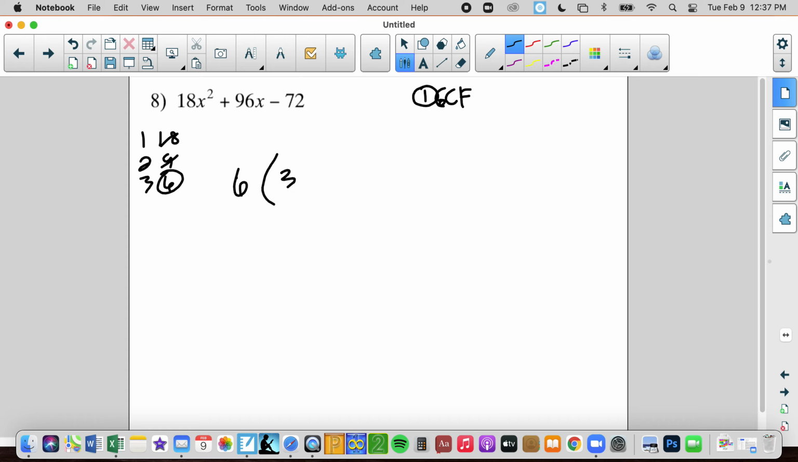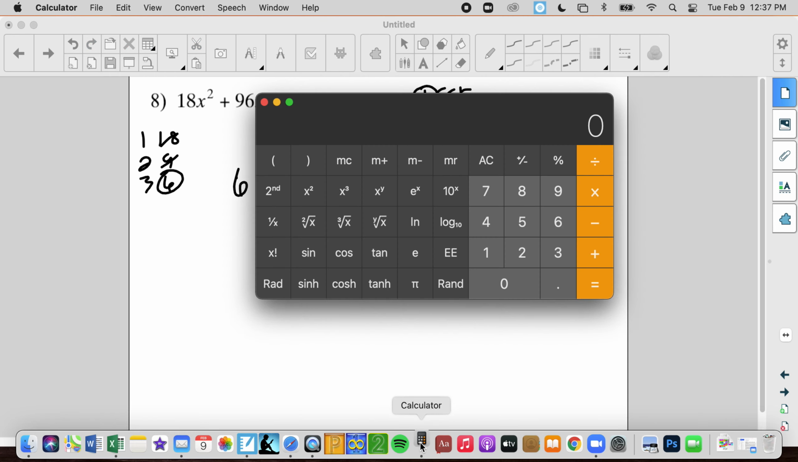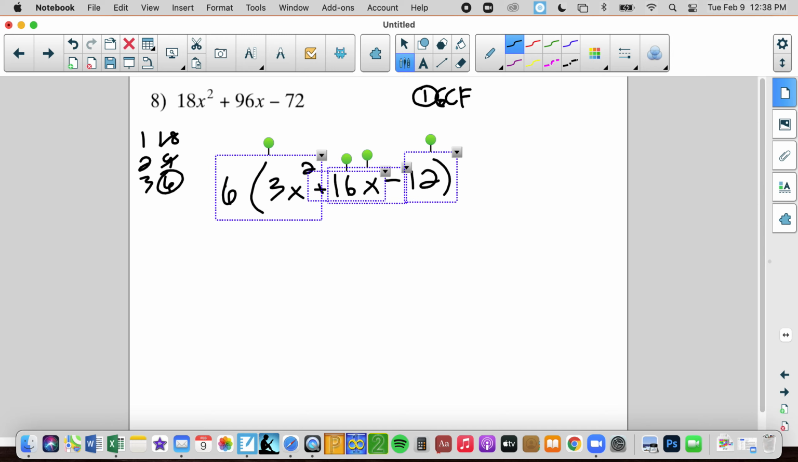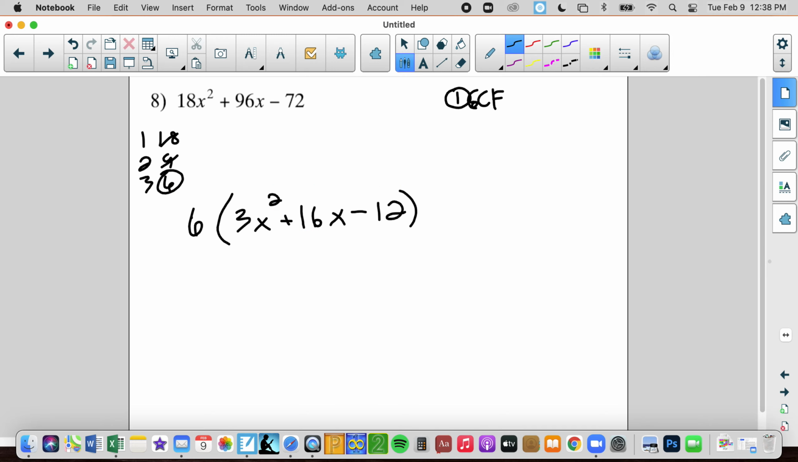6 goes into 18, 3. 6 goes into 96, what did we say, 16? 96 divided by 6 is 16. Good. 16x. I'm not going to make the mistake that I made before. I'm actually going to bring down the negative, and 6 goes into 72 12 times. So we look at 3, 16, and 12, no common factor, so I know that I took out the GCF. And it takes 2 seconds to check that, just to double check and to make sure.